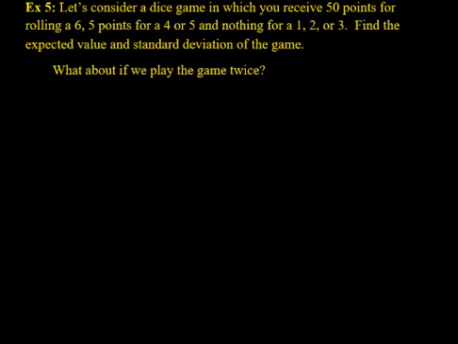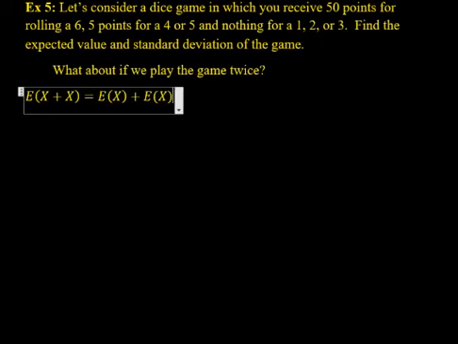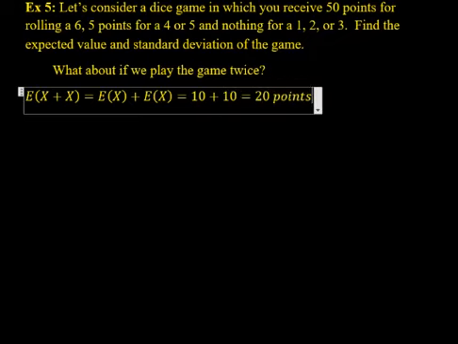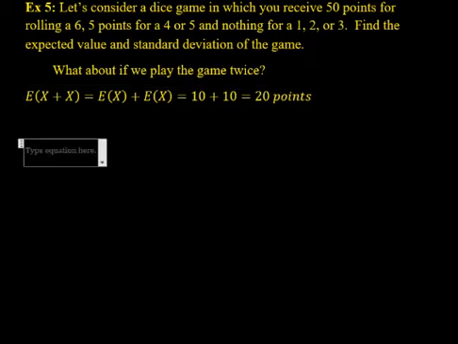What if we play the game twice? Now instead of doubling it, we're playing twice. This is a little different. The expected value of x plus x, because we're playing it 2 times, equals the expected value of x plus the expected value of x. So we get 10 plus 10, which equals 20 points. So far it looks the same as doubling. But our standard deviation will be a little bit different.